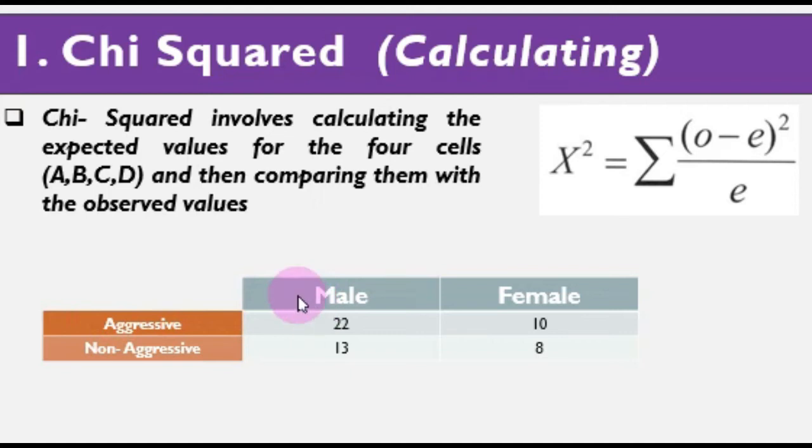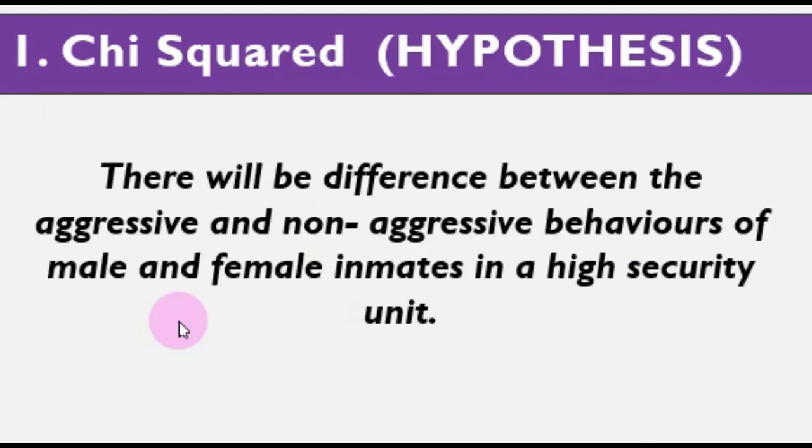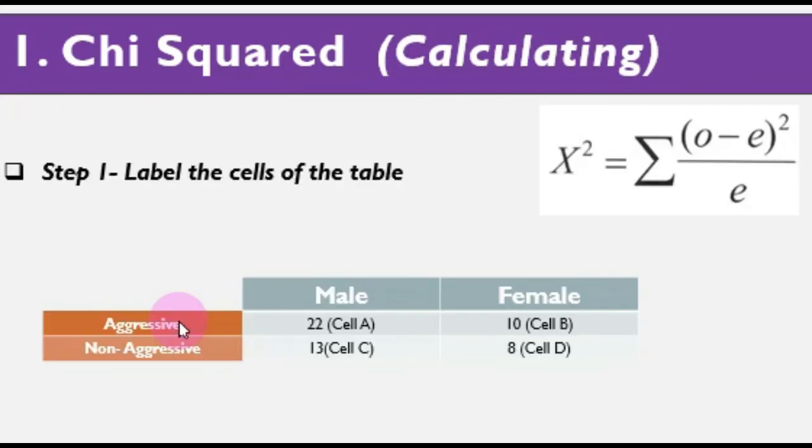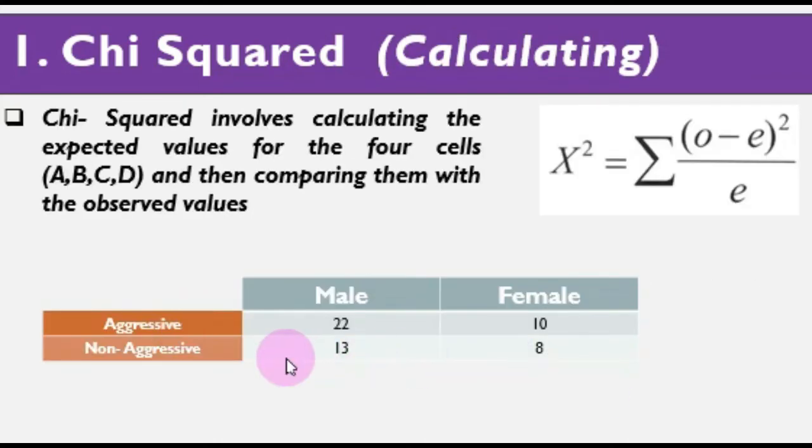We have here chi-squared, which involves calculating the expected values of the four cells, the A, B, C, and D, and then comparing them with the observed values. Tapos, we have male and female as the participants. And titingnan natin kung who is more aggressive. Okay? Or kung may difference ba yung aggressiveness nila.